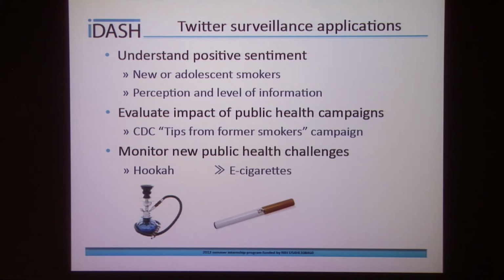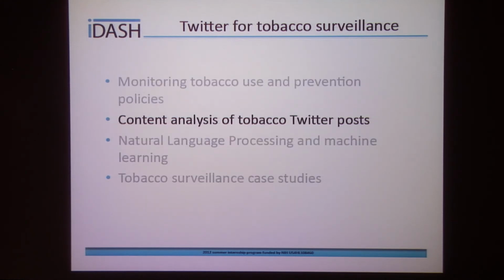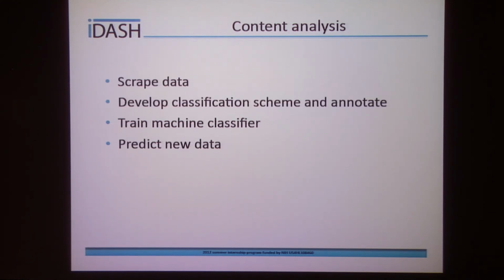Hookah, for those of you who don't know, is a water pipe used to smoke flavored tobacco. And e-cigarettes are an electronic device that simulate the act of smoking and may or may not be nicotine-based. Both of these products are surging in popularity with especially younger users, but their health effects are at best controversial. Okay, so on to the content analysis. The way this works is we scrape some data from Twitter, develop a classification scheme, annotate, train a machine to classify for us and predict new data.